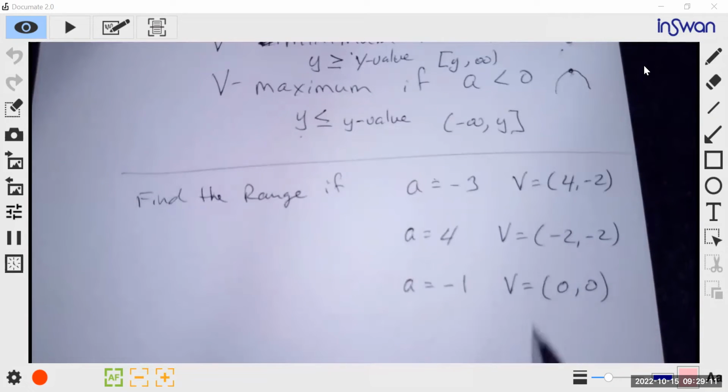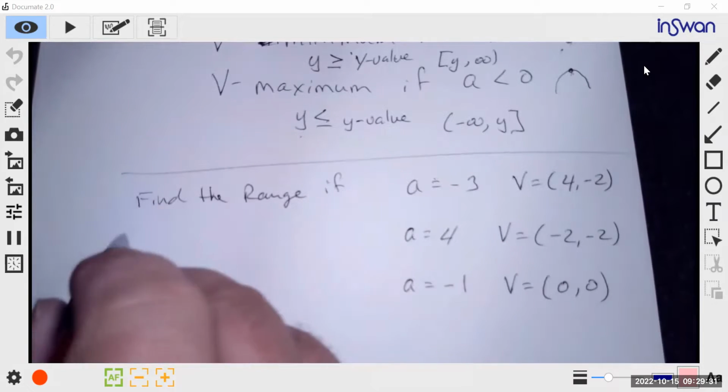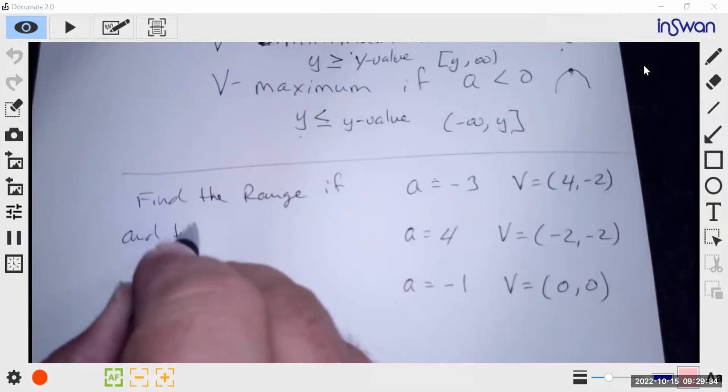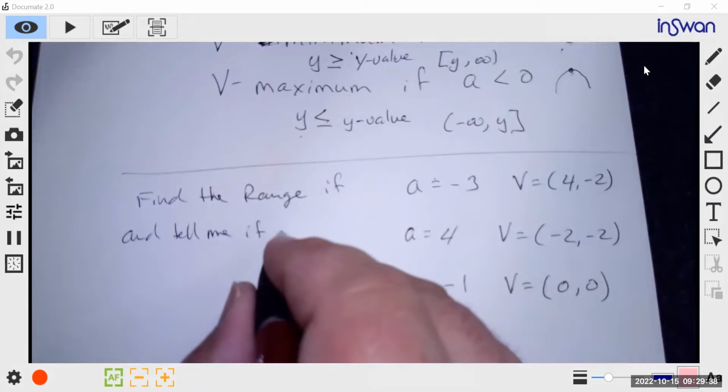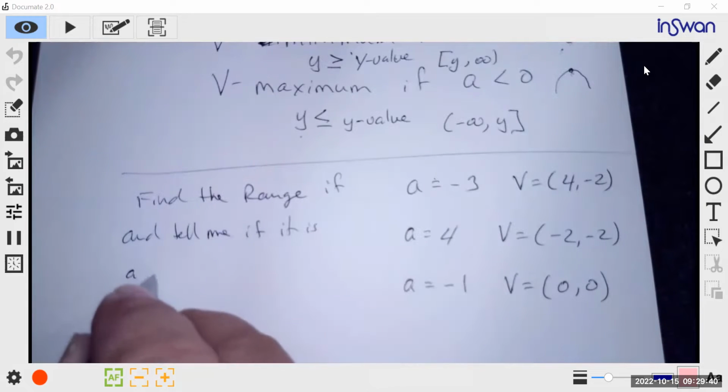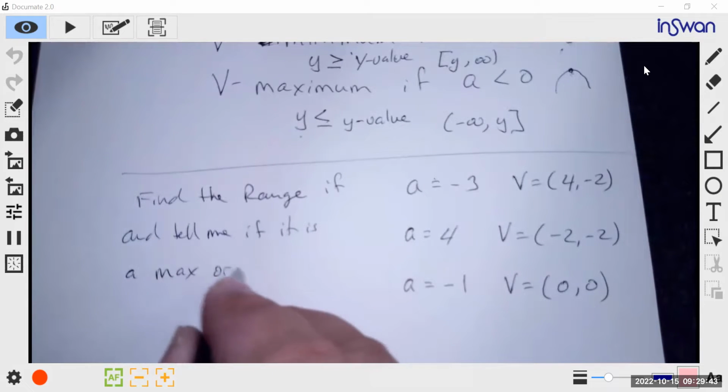Find me the range of these 3 examples. And tell me if it is a max or a min.